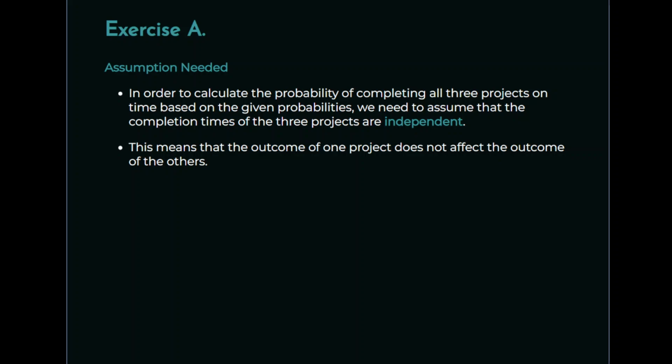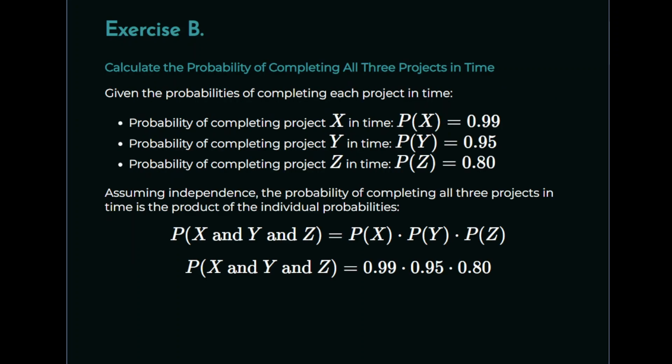Well, in order to calculate the probability of completing all three projects on time based on the given probabilities, we have to assume that the completion times of all three projects are independent. So essentially, this question is about independent events, probability of independent events, which is the title of the exercise. This means that the outcome of one project does not affect the outcome of the others.